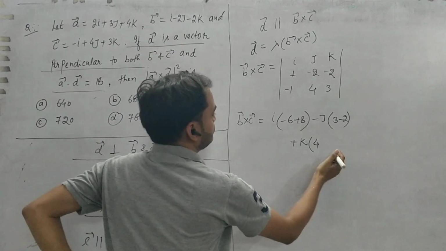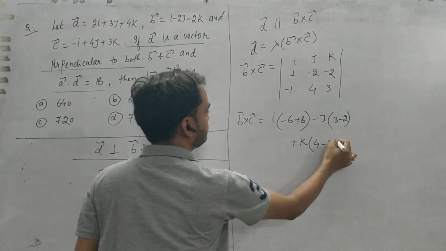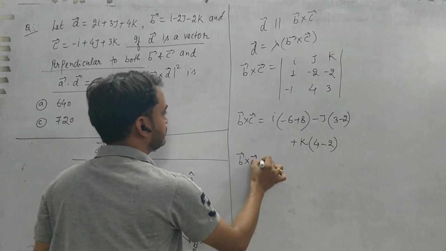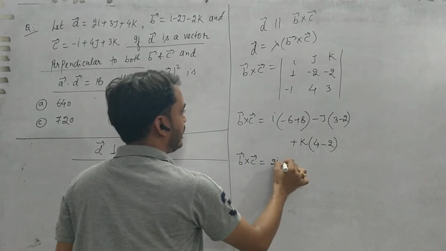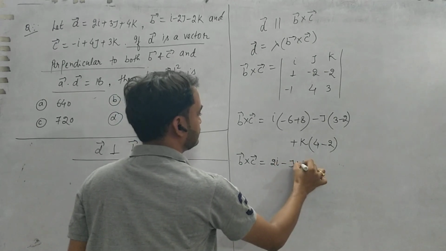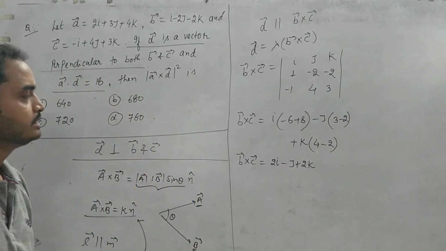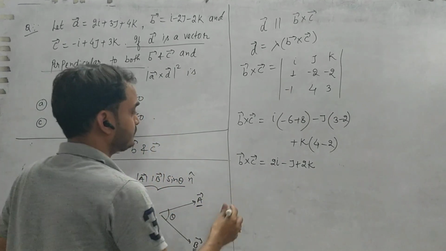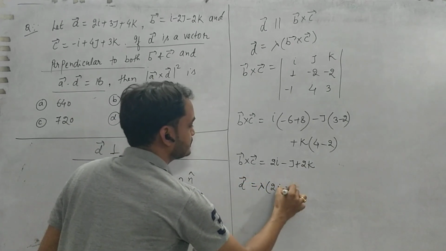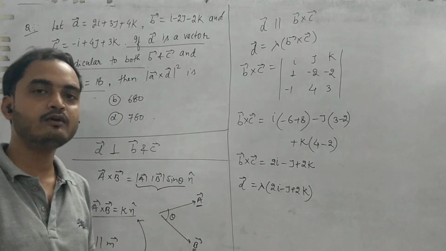Okay, so we are getting 4, 1, 4 and 2, 1, 2 plus, and that is -2 again. So B cross C vector is equal to 2i minus j plus 2k. Okay, so this is our B cross C vector. Now D vector can be written as lambda times (2i minus j plus 2k) vector. Now how can we find the value of lambda?